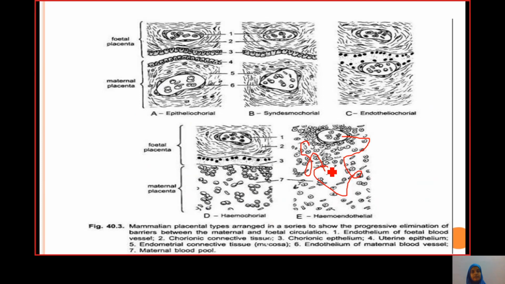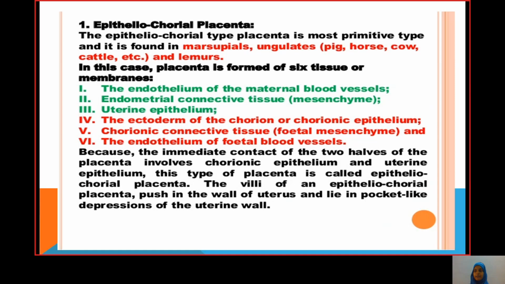Hemoendothelial placenta: blood of the mother and endothelium of the fetus. These are the different types of placenta, based on the type of tissues or defensive layers involved. Now we will discuss the epitheliochorial placenta.